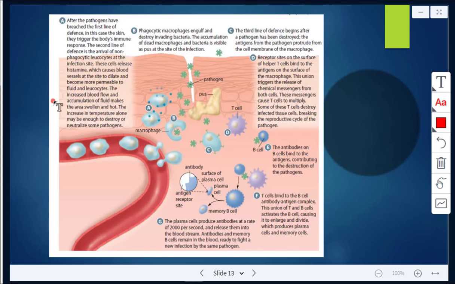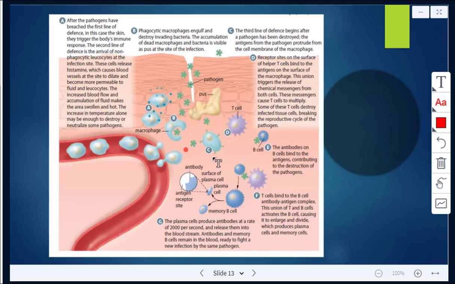Increase in temperature alone sometimes may be enough to destroy or neutralize some pathogens. Next, in B, right here, we have the phagocytic macrophages. Here we can see it's engulfing the bacteria, right? It's kind of like wrapped itself around it. So it's engulfing and it's going to destroy that invading bacteria. The accumulation of dead macrophages and bacteria is usually visible as pus at the site of the infection. All right, so which is right here is like pus.